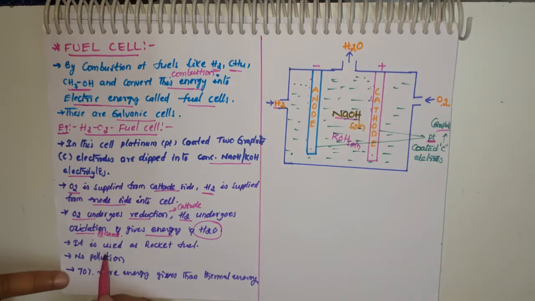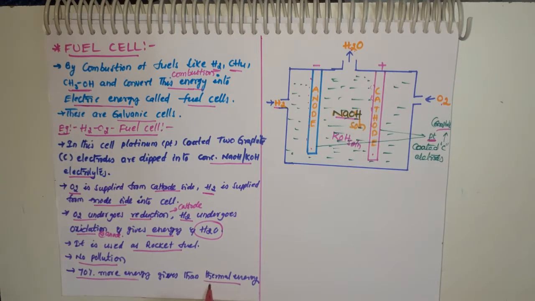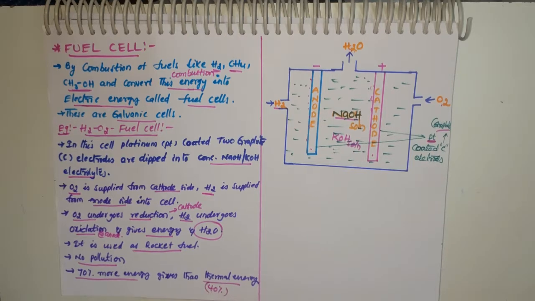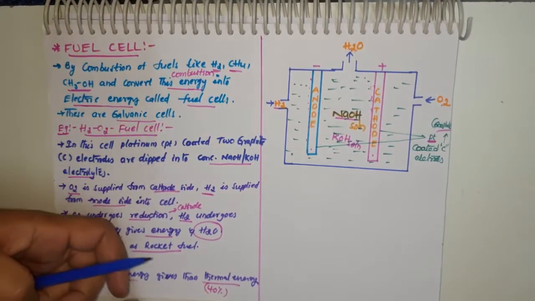Already we discussed that it is used as fuel in rockets, and there is no pollution due to fuel cells, and they give 70% energy compared to thermal energy. Actually thermal cells give 40% energy, but the efficiency of fuel cells is 70%. Okay, what are the reactions that occur in fuel cells?